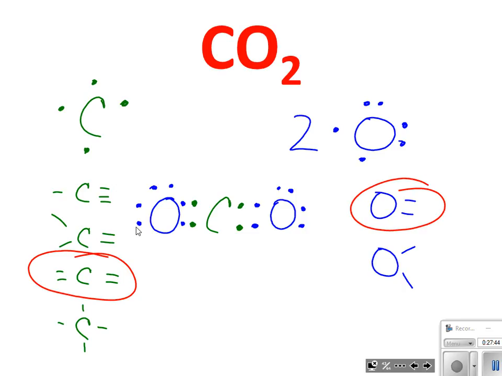How am I going to draw this out? Once again, I'm just going to use the dashes. So I'm going to have carbon double bonded with oxygen, double bonded with oxygen. There I have my Lewis structure.